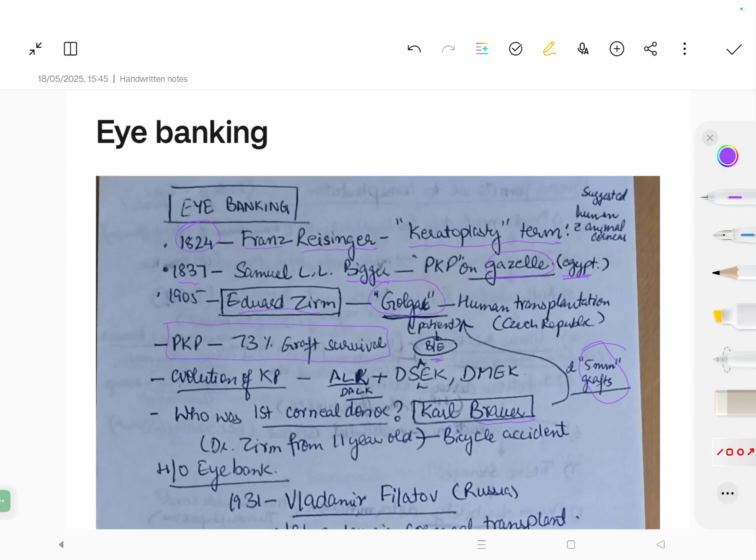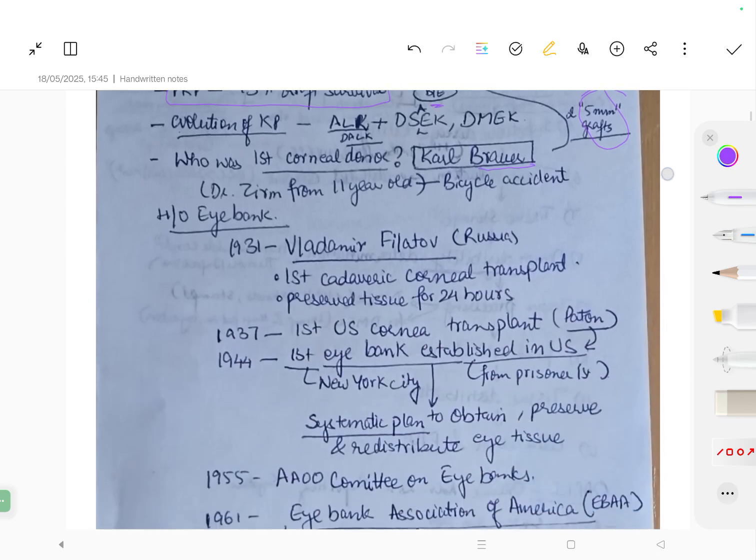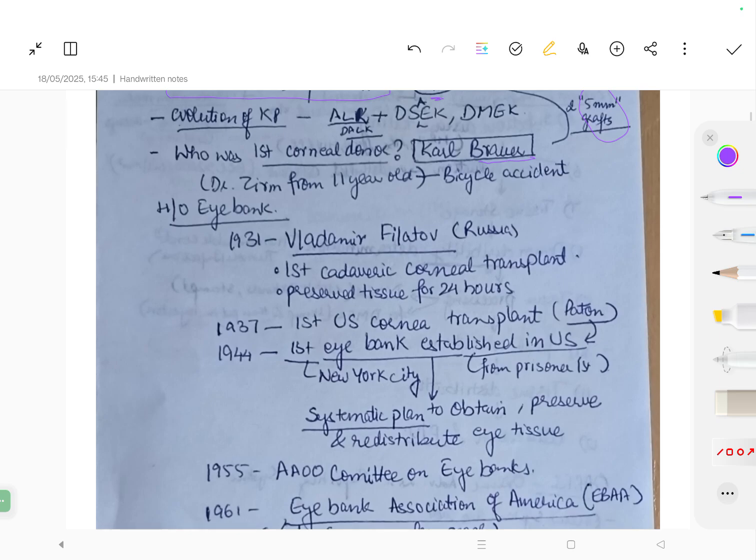What is the history of the eye bank? In 1931, Vladimir Filatov of Russia did the first cadaveric corneal transplant and preserved this tissue for 24 hours. This was the first time the corneal tissue was preserved for at least 24 hours.